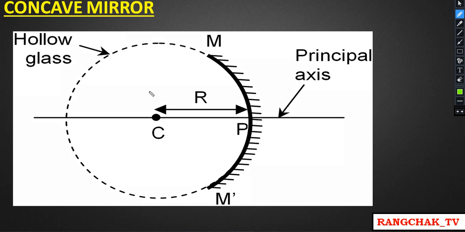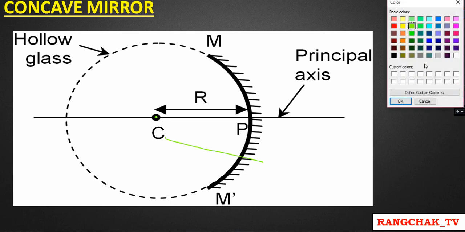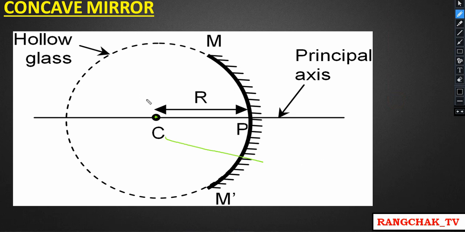Since we take a sphere, it has a center point. The center point is C, which is called the center of curvature. And the line through it is called the principal axis.